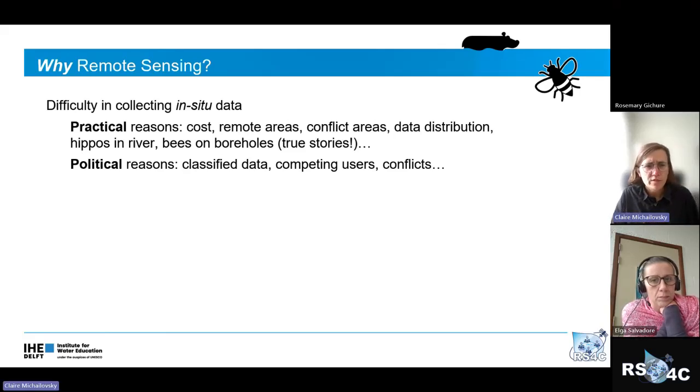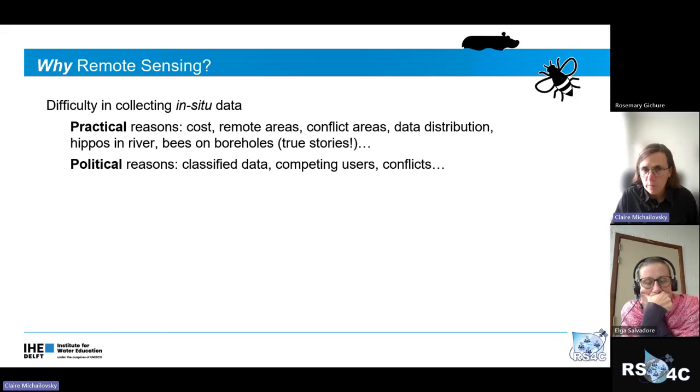There are also some political reasons that it's difficult to get data. For instance, data can be there, but it's classified for various reasons. There can be issues with competing users who don't want to share data, conflicts of interest between people who collect the data and people who might want to use the data to advocate for something else. So it's not always easy to get the data for these reasons.